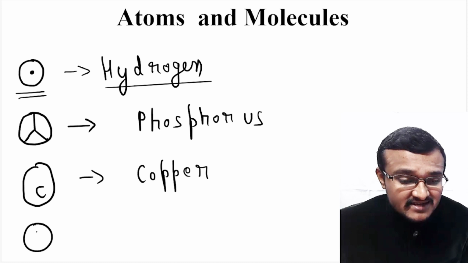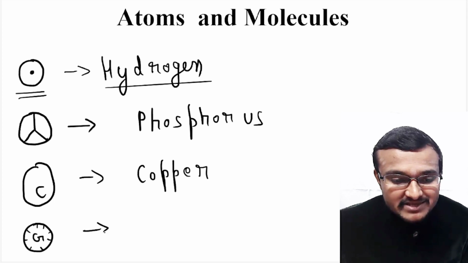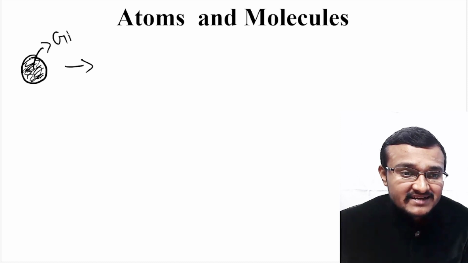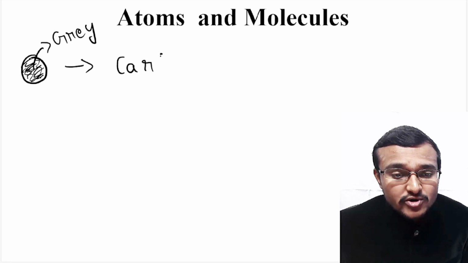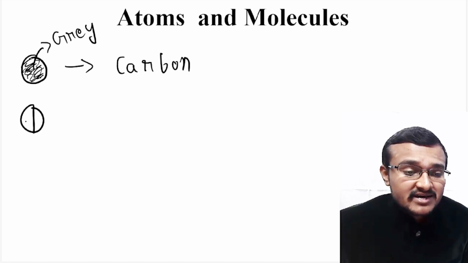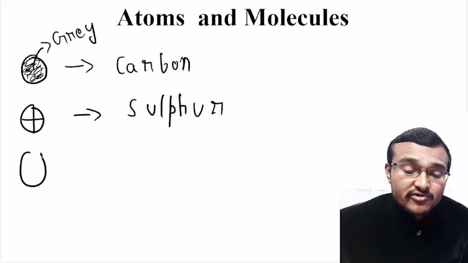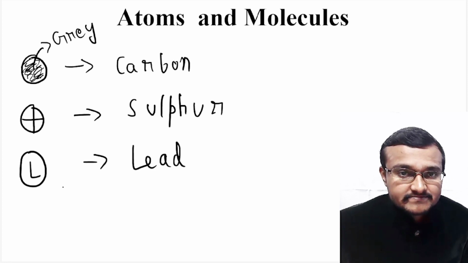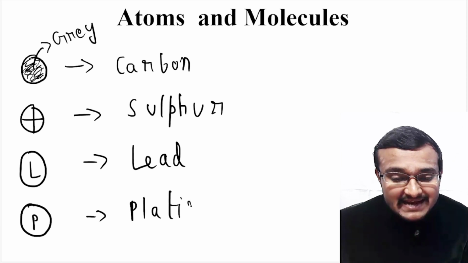Now inside a circle, if you write G and there are small spikes in this circle like this, then this symbol represents gold. Inside a circle, if there is a light gray colored shading, then this symbol is known as carbon atom. If there is a plus mark inside a circle, then this is known as sulfur. If you write L inside a circle, then this symbol represents lead atom. If there is P written in this circle, then it represents platina atom.